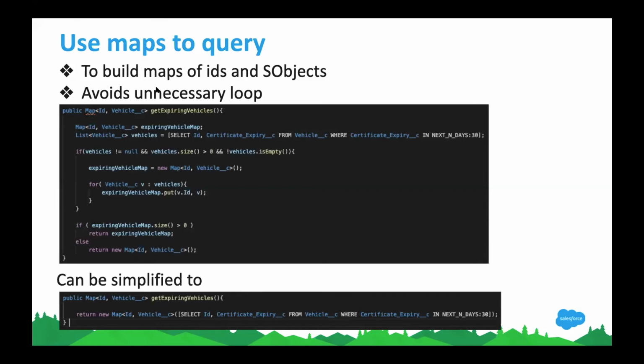Instead of doing these things, you can write directly a return query with a new instance of ID, vehicle map, and then query directly into it. If you can see, the number of lines being used here is reduced, and this is a more simplified version of it. I guess it's the same example we have seen in the first thing, right? Keep it simple and clean.